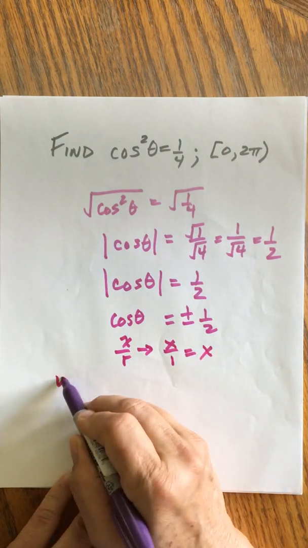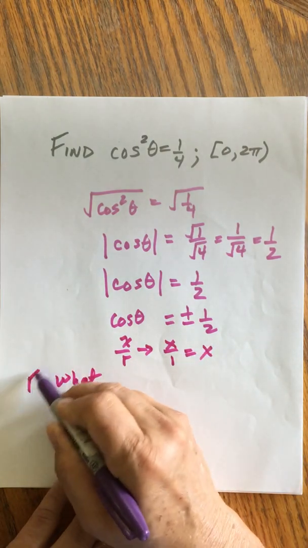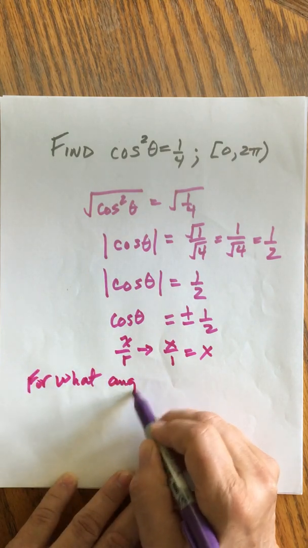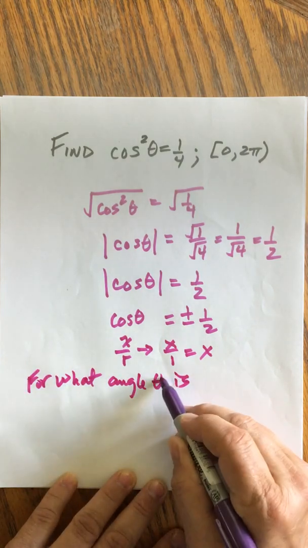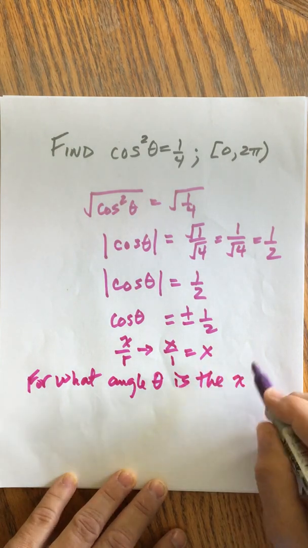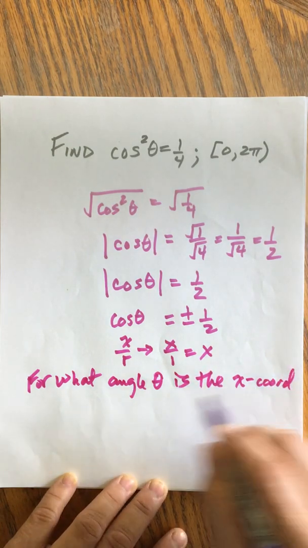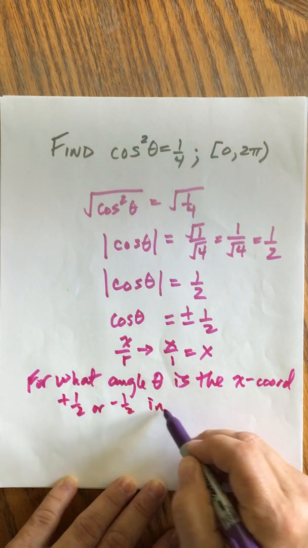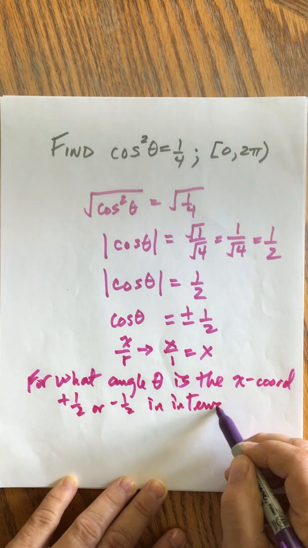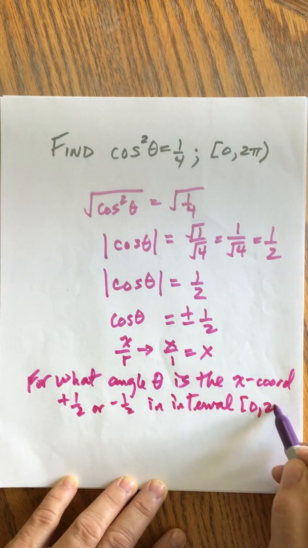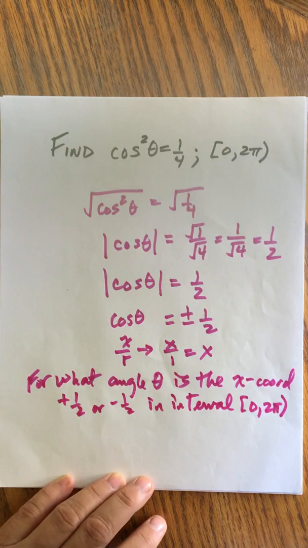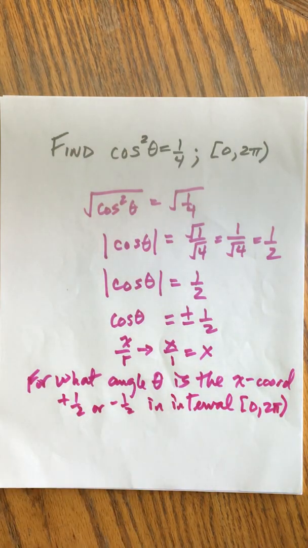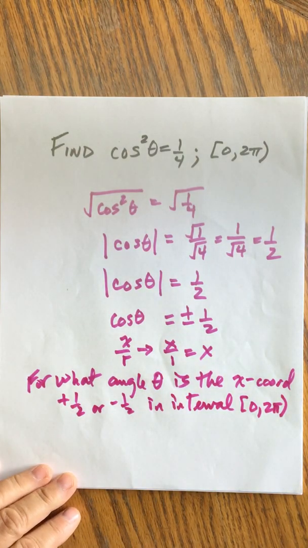So what I'm asking for is, for one angle, theta, is the x coordinate either positive a half or negative a half in the interval 0 to 2 pi? Right? That's what I'm looking for. The best thing at this point would be for you to not use the unit circle, but have the unit circle committed to memory so well that you could actually answer this question.